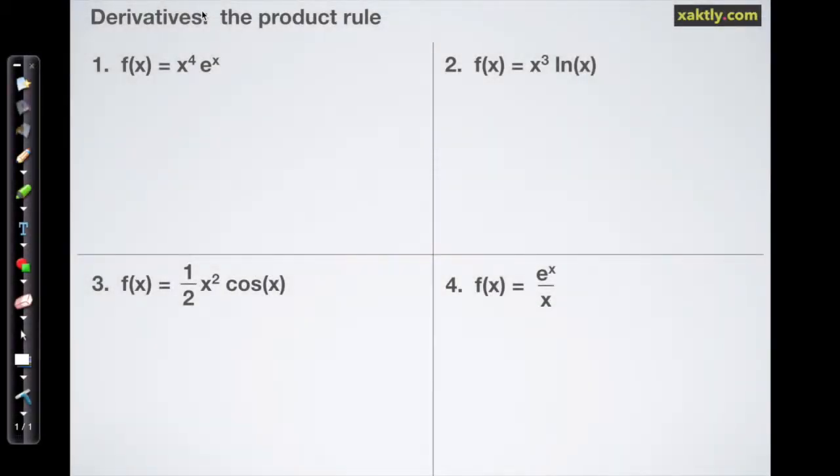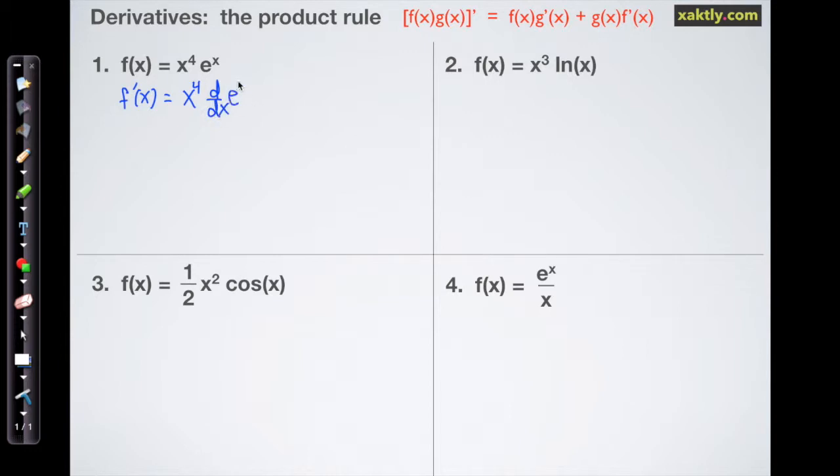Here are 4 examples of taking derivatives using the product rule. With the product rule, we take the first function and multiply it by the derivative of the second, and add to that the second function multiplied by the derivative of the first. So this first function is a product of the functions x to the fourth and e to the x.